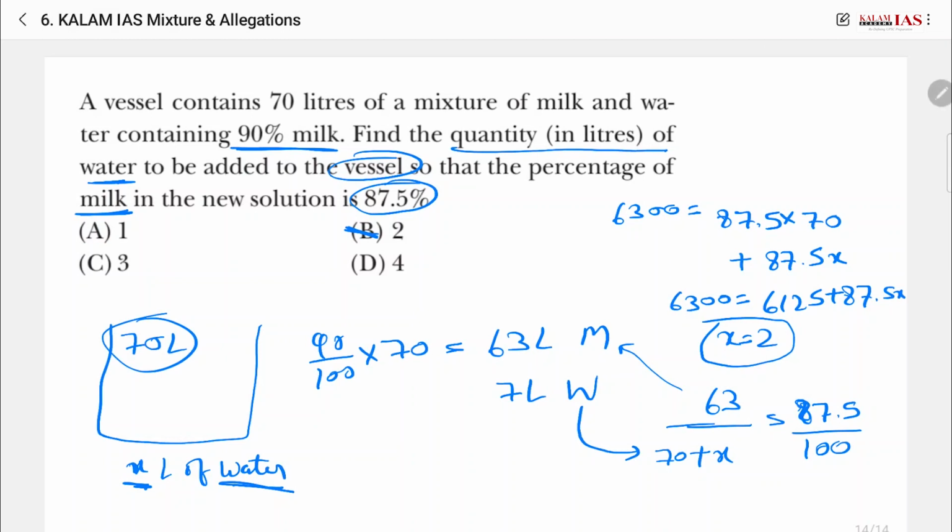I'll just give a brief overview of what we did. Initially it was 70 liters of the mixture which contained 90% milk. So 90% of 70 liters is 63 liters of milk. The left is 7 liters of water.